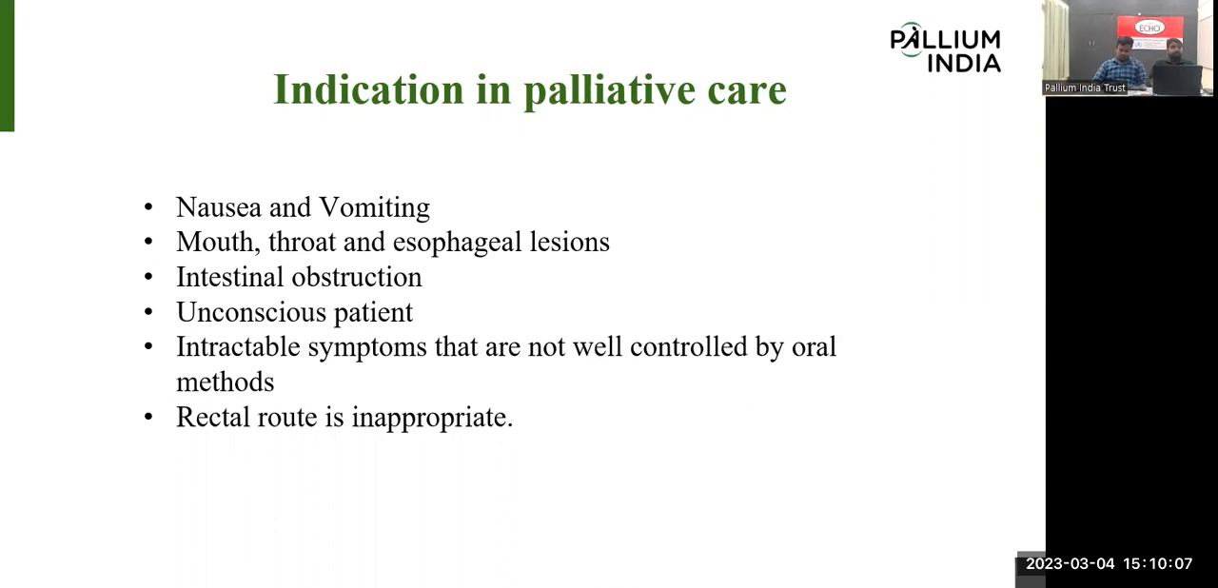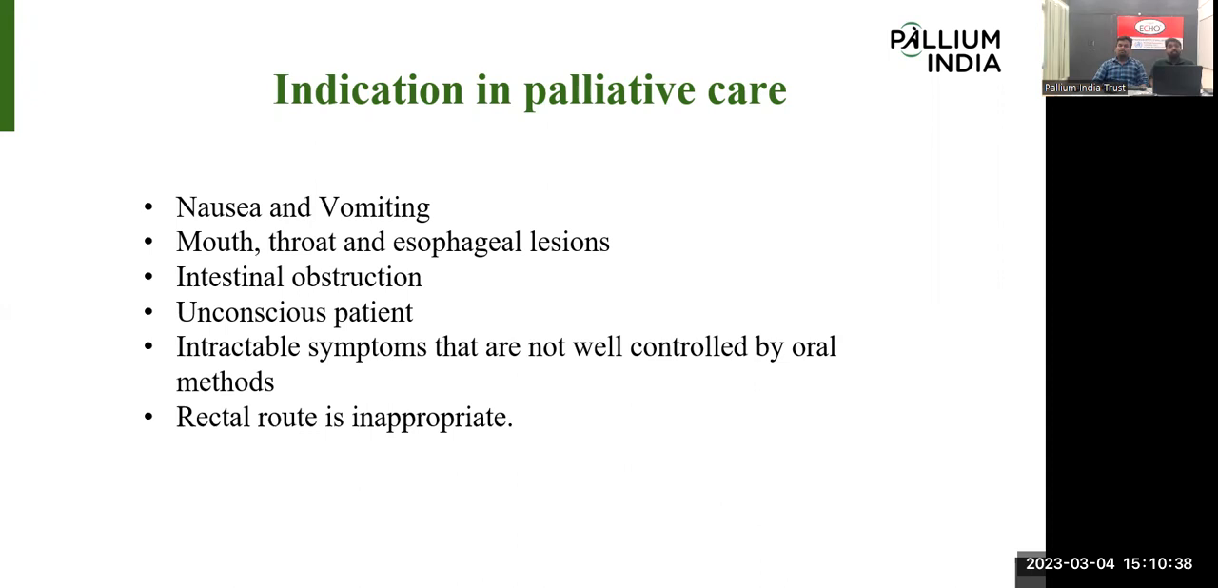Then, if a patient is taking oral morphine for a period of time, and due to swallowing difficulty or the deteriorating stage, suddenly becomes unable to take the oral form of medicine, then we can move to the rectal route. The same dose of morphine we can give rectally also. Both are non-parenteral routes, oral and rectal.